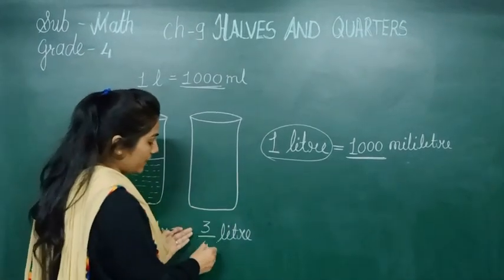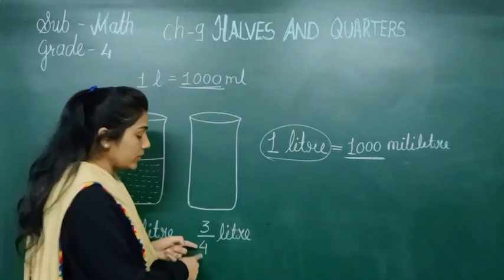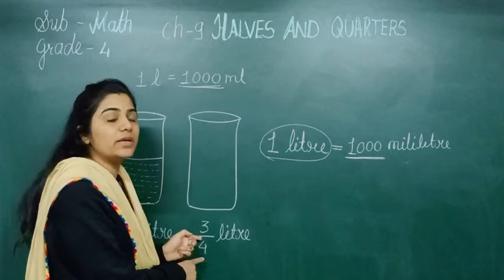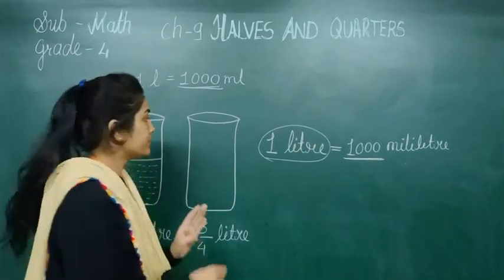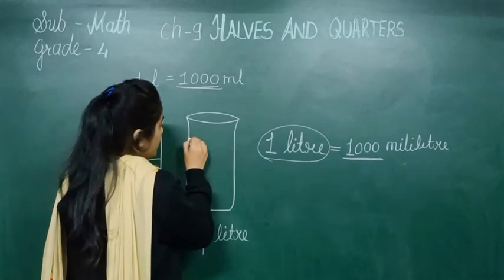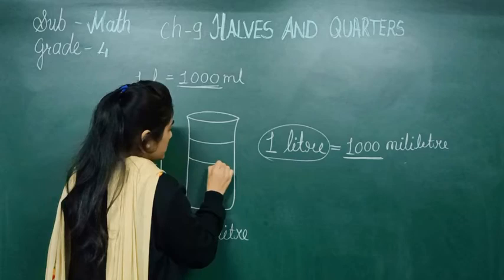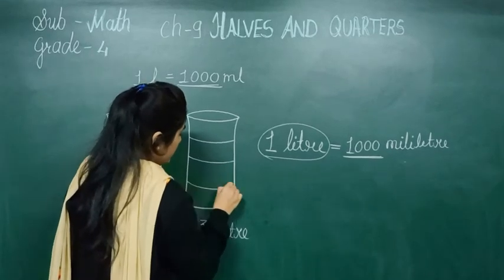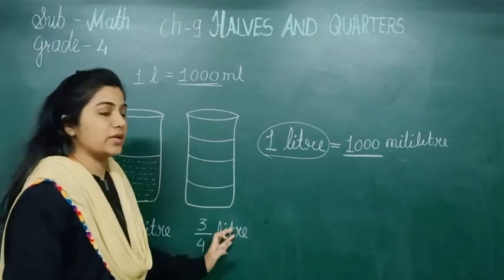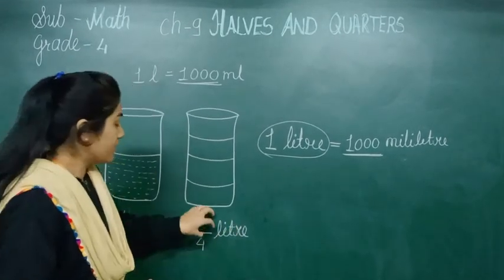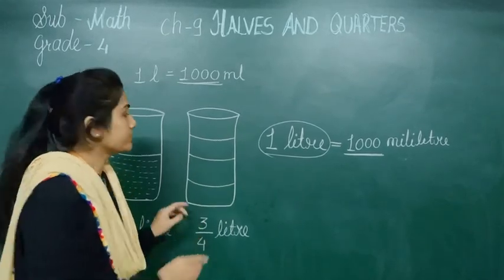We have to show how we can make 3/4 liter in this second container. In previous questions you learned that the denominator 4 means we have to make 4 equal parts. You can make 4 equal parts like this: 1, 2, 3, 4. And we have to show 3/4 liter, so we will make the dotted line in only 3 parts. See, like this.